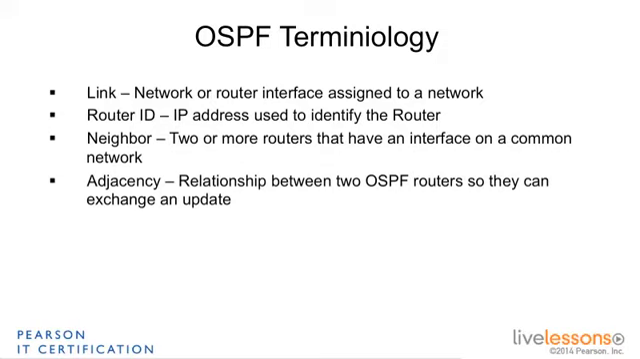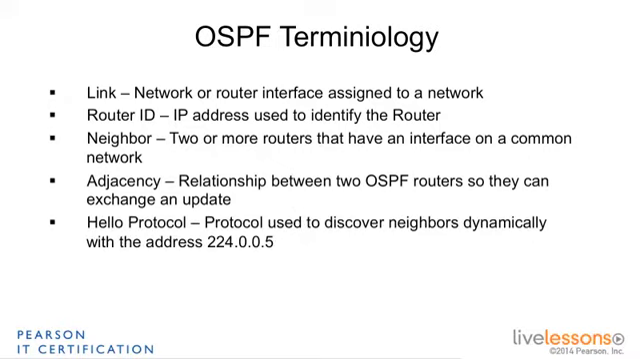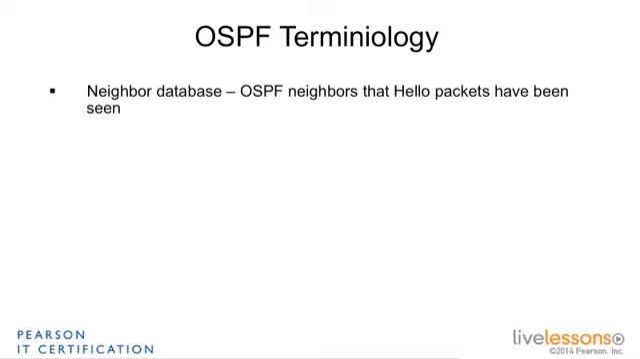Next is the term adjacency. Adjacency is a relationship between 2 OSPF routers so they can exchange an update. OSPF uses a hello protocol. It's a protocol used to discover neighbors dynamically with a multicast address of 224.0.0.5. Other terms of OSPF terminology are ones like neighbor database.